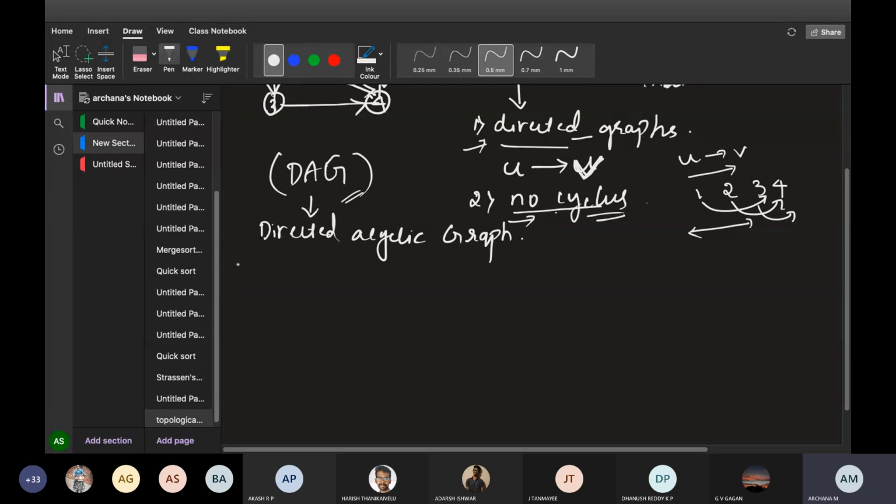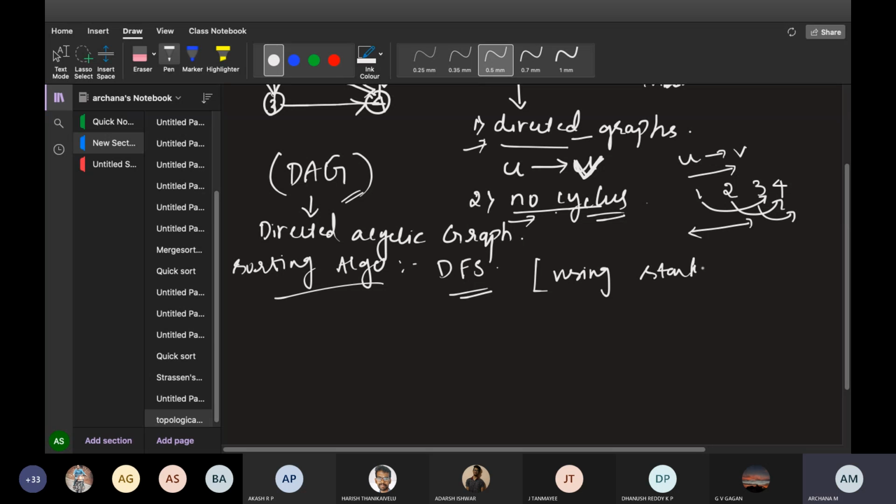Okay, and there are two important algorithms we will be using to sort the topological graphs. The first one is DFS, depth first search, and the second one is the source removal algorithm. Okay, now we will go with DFS first. You already know this DFS. Mainly, we will be writing this DFS using stacks.